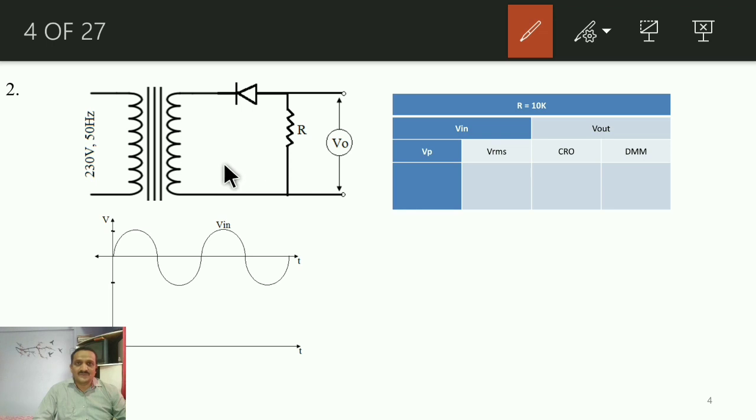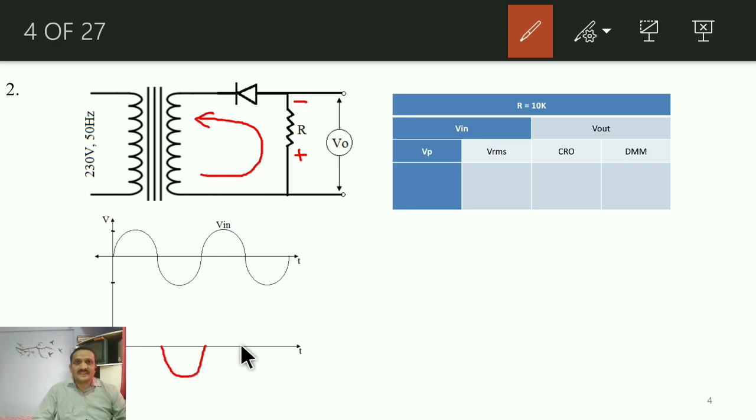No current will flow during the positive half of the input. During the negative half of the input, this terminal will become positive, the diode will become forward biased, and that's why the current will flow like this. The drop across this resistor will have this polarity due to the direction of current flow through it. If the positive terminal of the CRO as well as the DMM is connected here, those terminals are connected to a negative drop, and hence the obtained output will be somewhat like this.